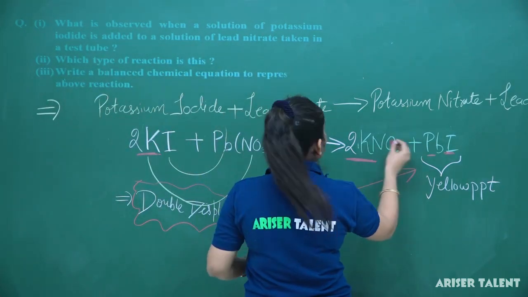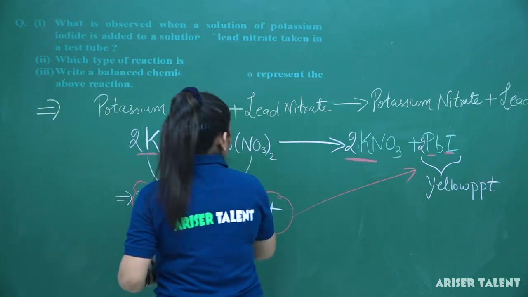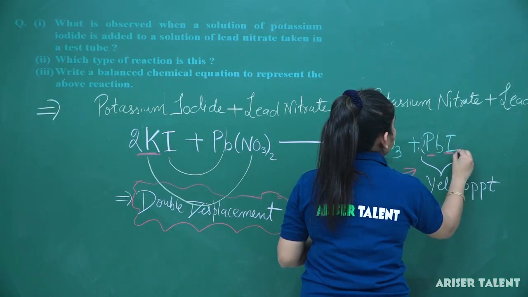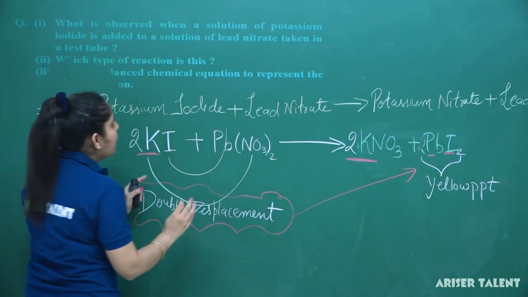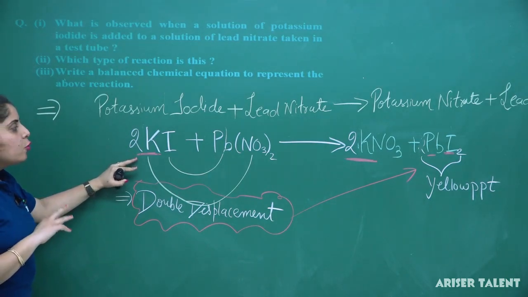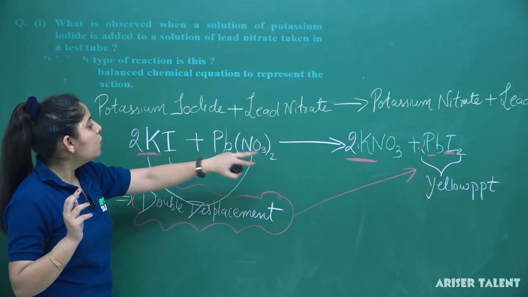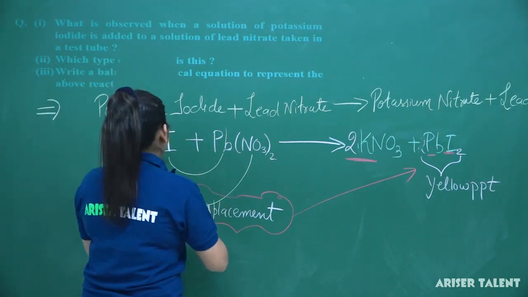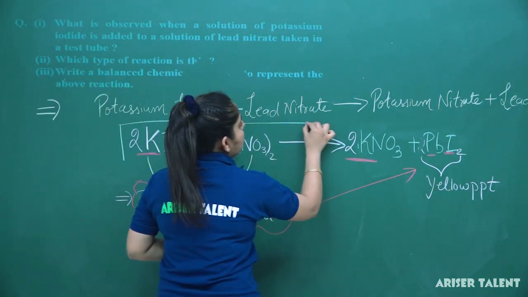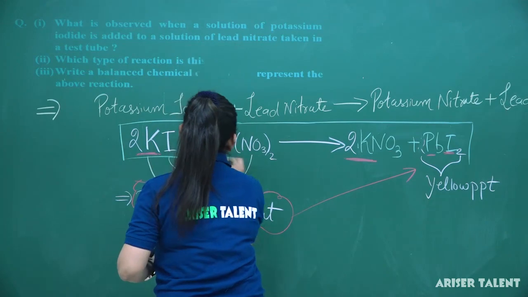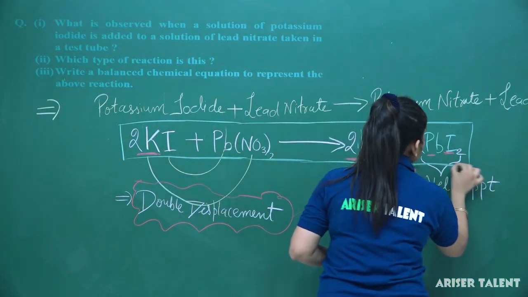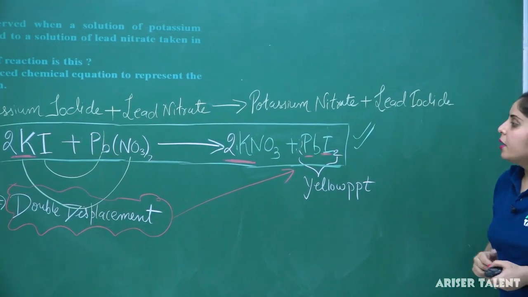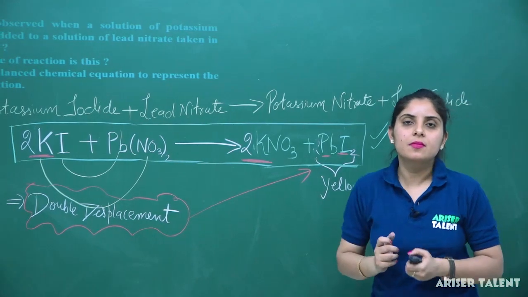So what we have to do? We have to write 2 here, and it will form PbI2. So now this equation is completely balanced. K2, I2, Pb will form 2, Pb will form only one atom, and NO3 is constituted as 2 atoms. So this will be the correct chemical equation for this solution, and the reaction is the double displacement reaction in which the yellow color precipitate is formed. So this is the correct solution. If you want to copy it, you can copy it from here.